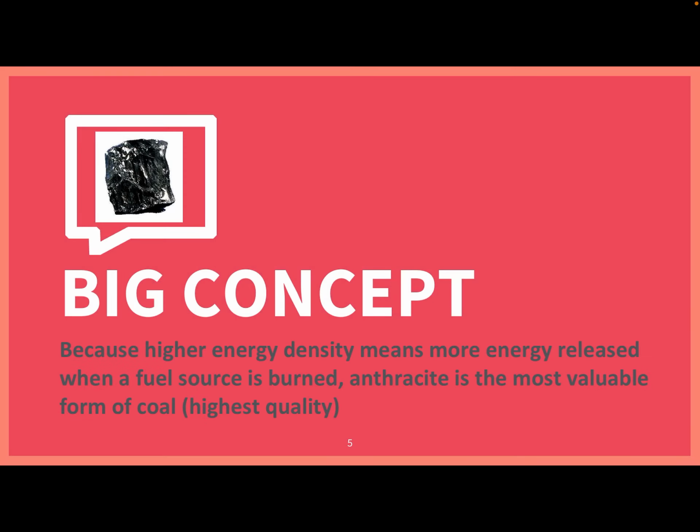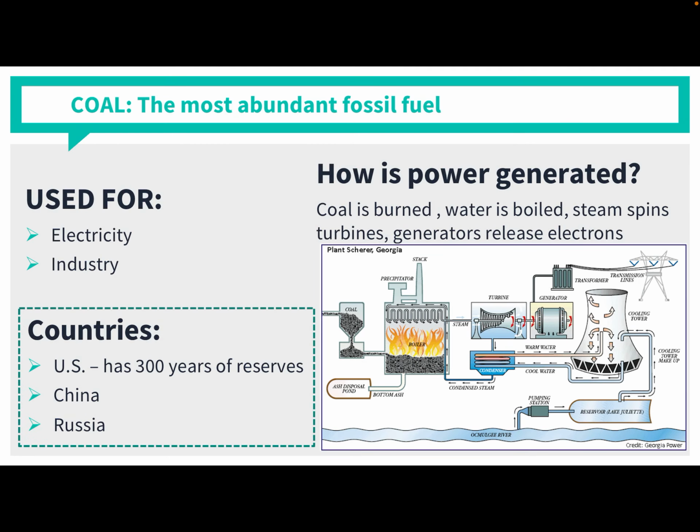So the big takeaway here is that higher energy density means that more energy is released when a fuel source is burned. Therefore, anthracite, which is an example here, shiny and dense, is the most valuable form of coal and the highest quality. So coal is our most abundant fossil fuel. We use it mostly for electricity and some in industry, so this would be to power machines.